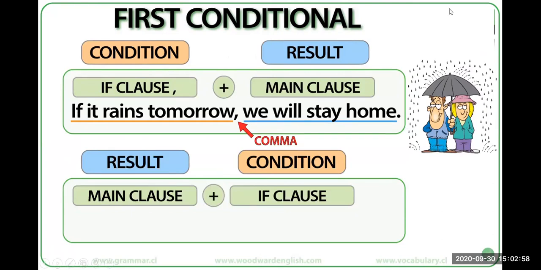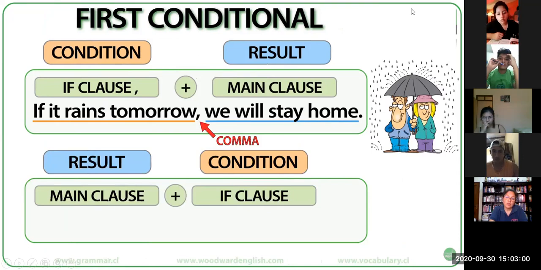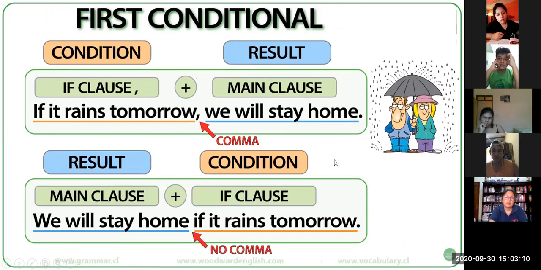How can we change the order of the sentence? We will stay home if it rains tomorrow, right? And the rule of the comma is the same. We need a comma when our condition is first, and we don't need a comma if the result is in the first part of the sentence.